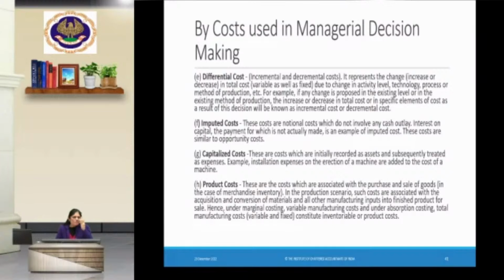These are actually similar to opportunity costs. So if I want to invest in a bank and I have not invested in a bank, I have lost the interest which I might get, because I have invested that money in the business. So the imputed cost, the notional cost, the opportunity costs are all similar concepts. They are concepts where there was no outflow of those costs. All right.